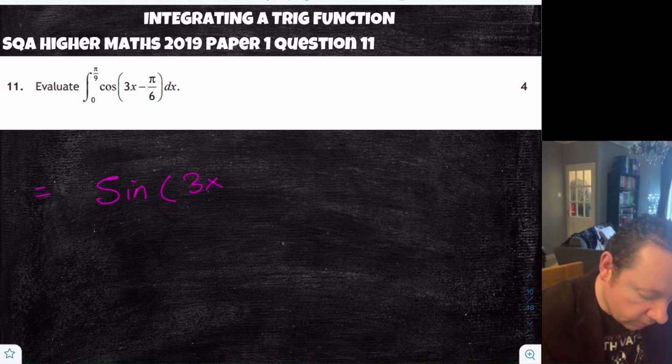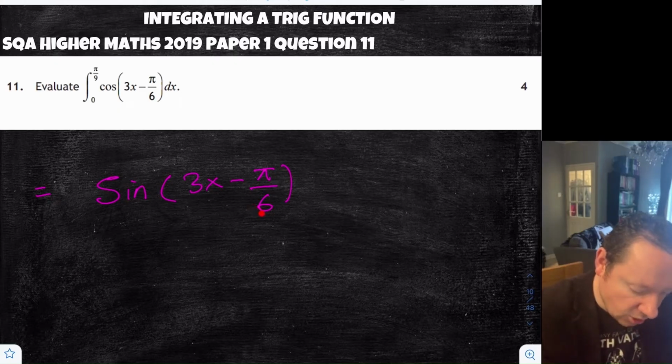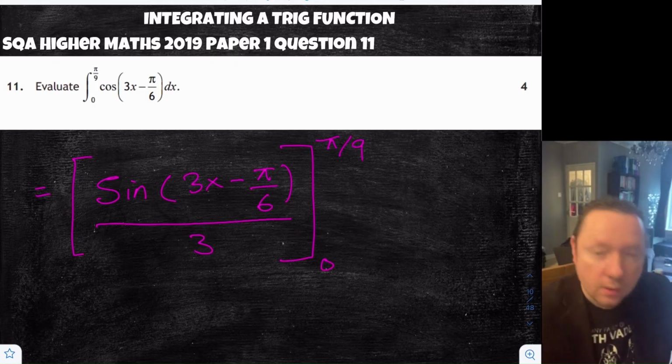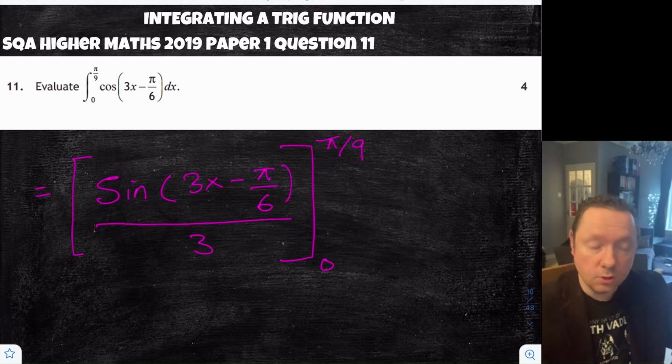The whole function, 3x minus pi over 6. But then we need to differentiate this. Well, that's just a number, so that's nothing. That becomes 3, so divide by 3. And that is the integral between 0 and pi over 9. So there's our first step. Now we need to just substitute in.